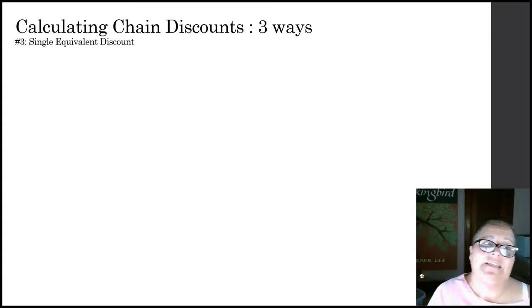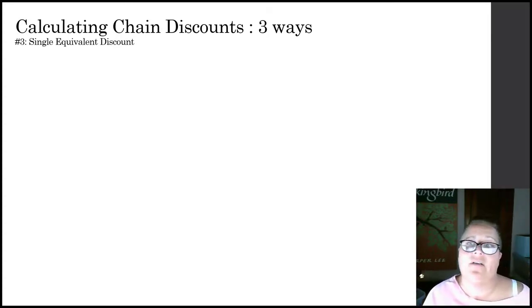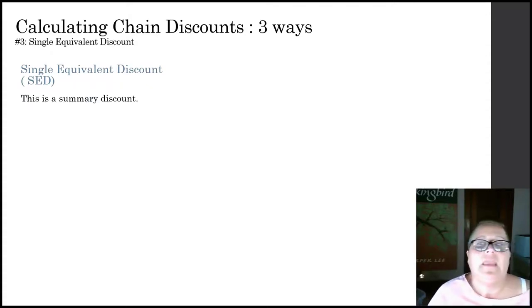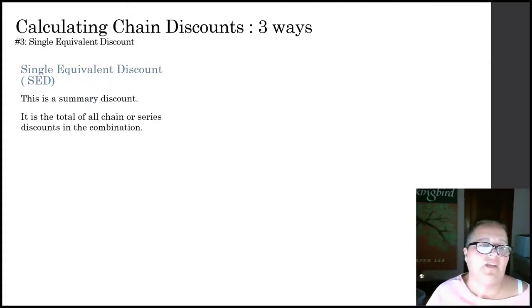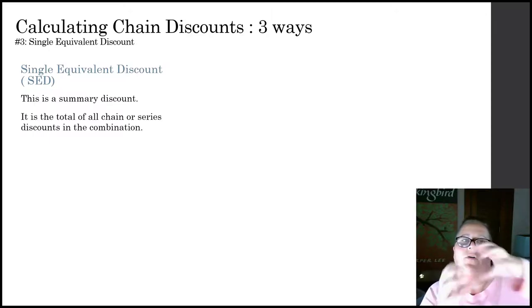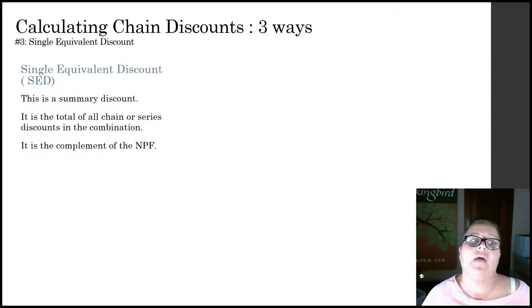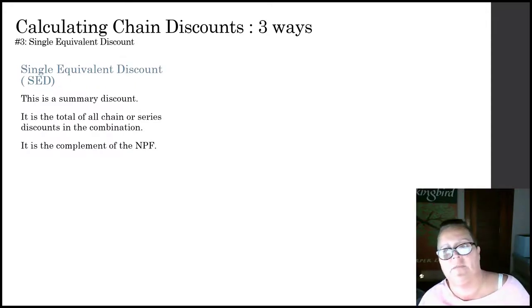We can also find the discount amount if we find what's known as the single equivalent discount. The single equivalent discount, sometimes known as the SED, is a summary discount. It is the total of all of the chain or series discounts in combination. So not a total as in addition, but it's meant to be a one-number summary of all of those discounts in combination. As with everything we did in 7.2, it has to be the complement of the net price factor.